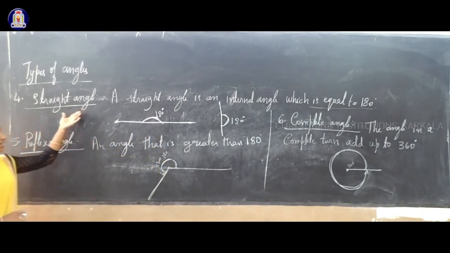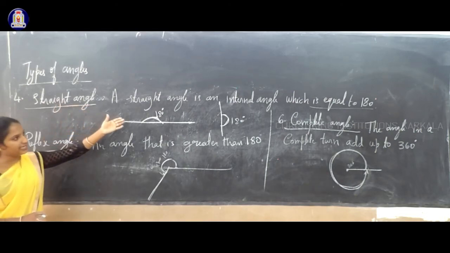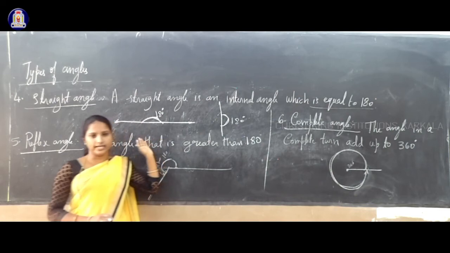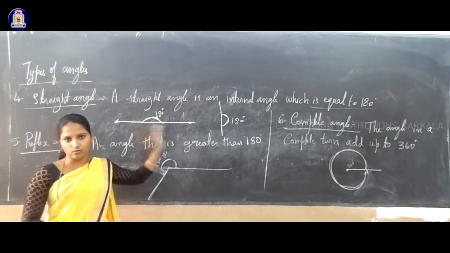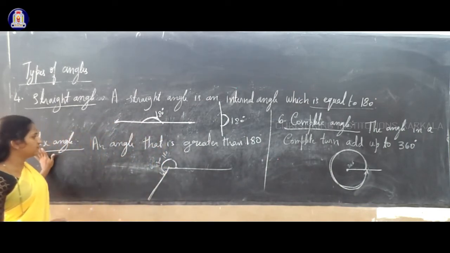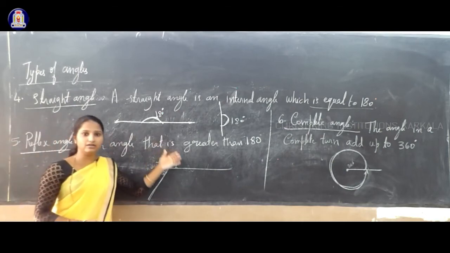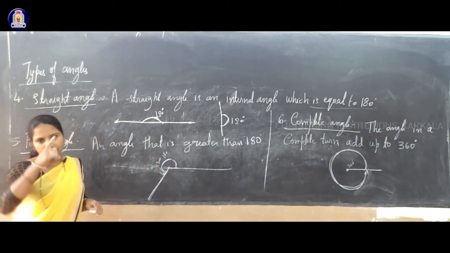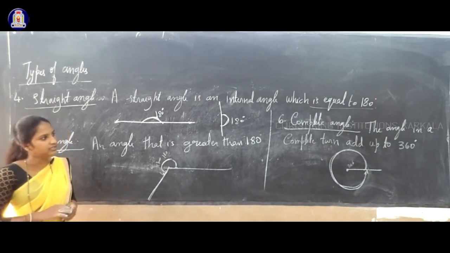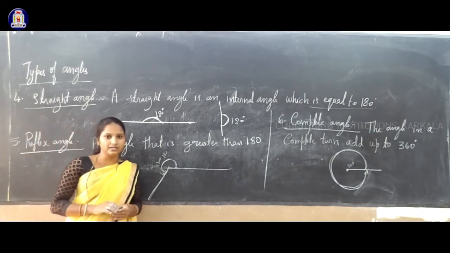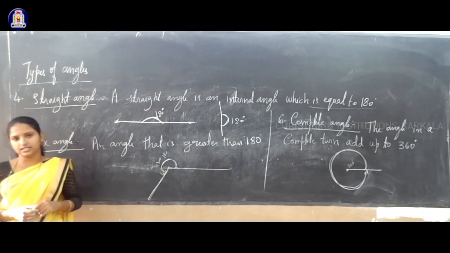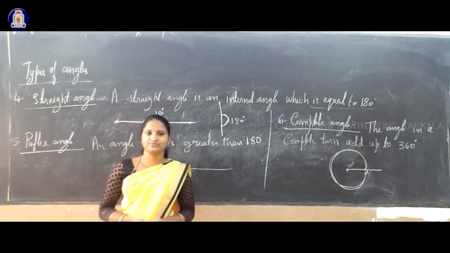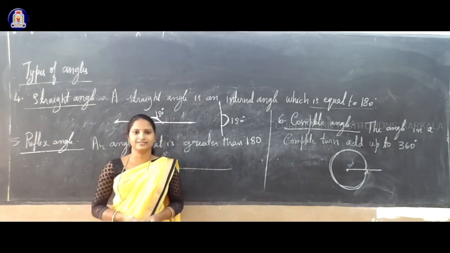Okay? A straight angle means an angle which is equal to 180 degree. Clear? Next, the reflex angle is greater than 180 degree. But what is the complete angle? It measures exactly 360 degree. Clear? The angle is a complete turn adding up to 360 degree. That is the complete angle. So these are the types of angles.